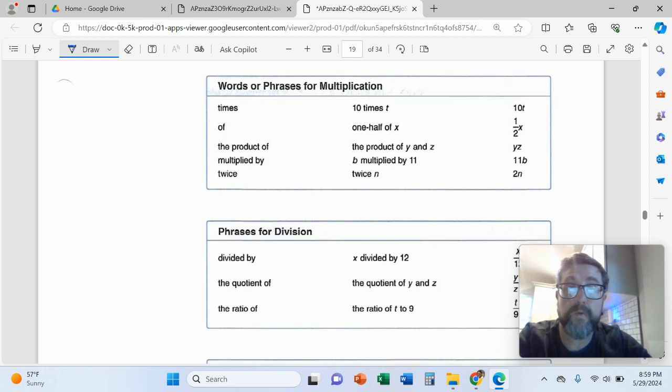Word phrases for multiplication. We have times. We have of. We have the product of, we have multiplied by, we have twice. Technically, when you're reading word problems, you should also figure "each" into those. Each goes in both addition or multiplication and division. Like if you have 2 boxes and each have 5 pencils, how many pencils are you going to have? Well, that word "each" means that each of those 2 are going to have 5. So you multiply 2 times 5.